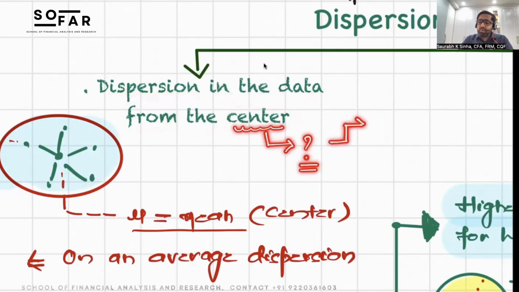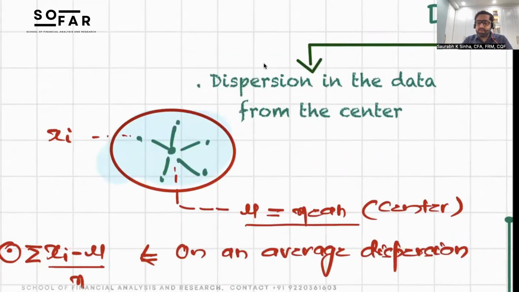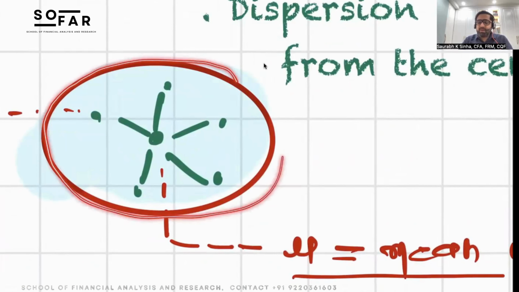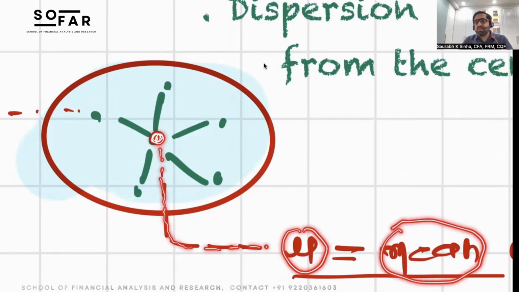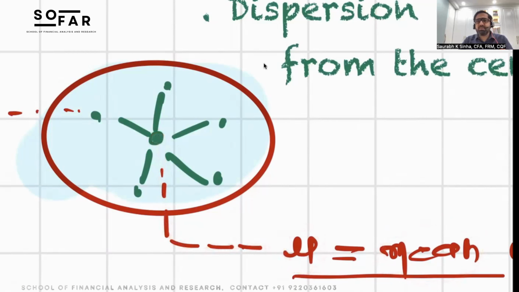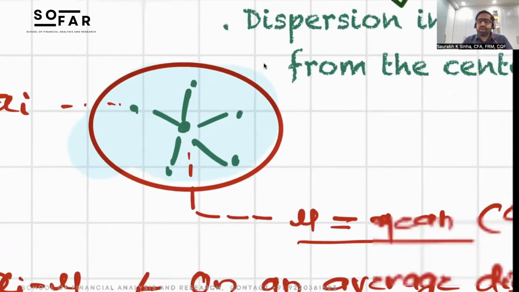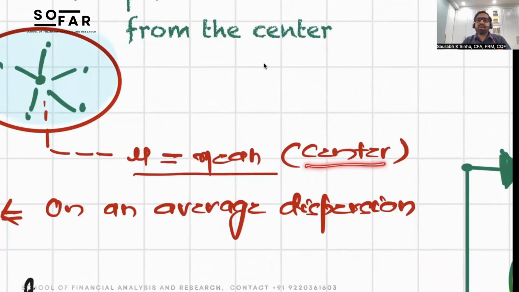We know that there are multiple ways through which I can calculate the center. That is mean, that is median, and that is mode. These are the three measures through which I can calculate the center in the data. So for example, this is my data, and if I want to calculate the center, this is my center. I could have calculated the center from any one of the measures, but I have chosen mean. The reason is mean is BLUE, best linear unbiased estimator, which we discussed in the previous session. So we are taking mean as the center, not median and mode.